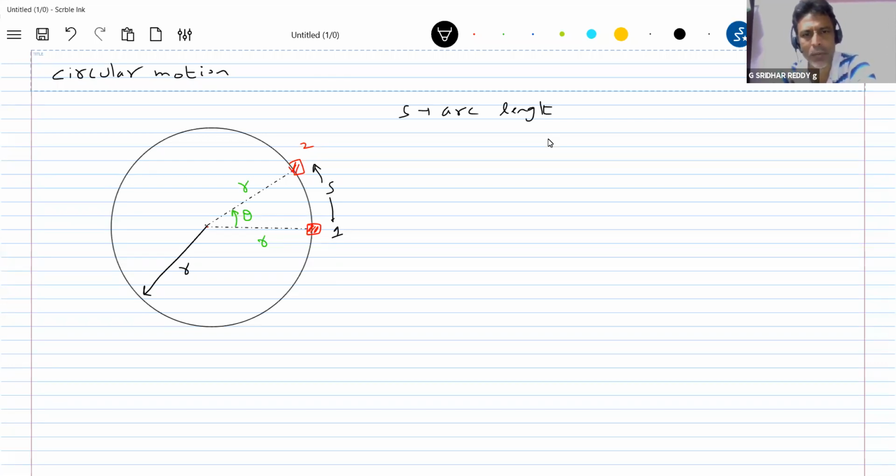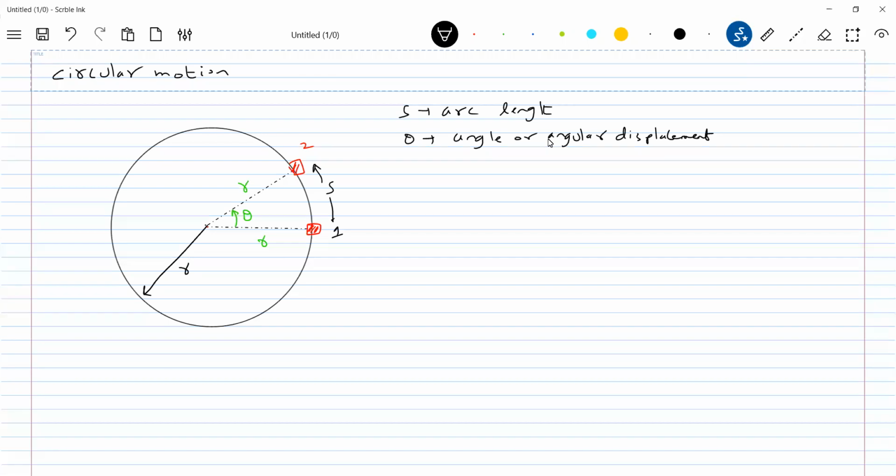Then, what about theta? Theta is what we say is an angle. Here I'll call it, better, angular displacement. Theta I'll call as angular displacement. Is it okay? Fine.